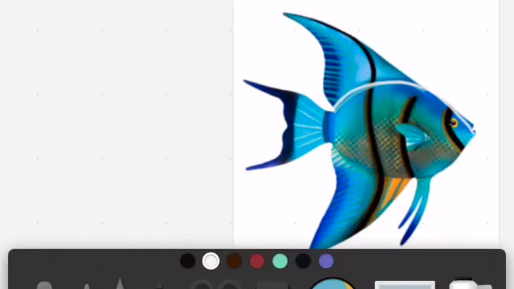A curve here and here, curve, angle, curve. I love these wavy curves. There's a line and a curve. I love this line in here. All right, so we'll take all that off.